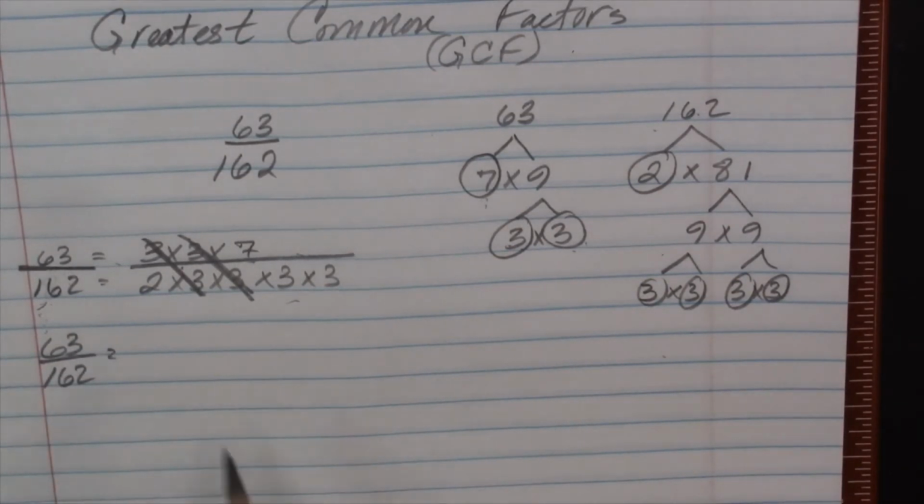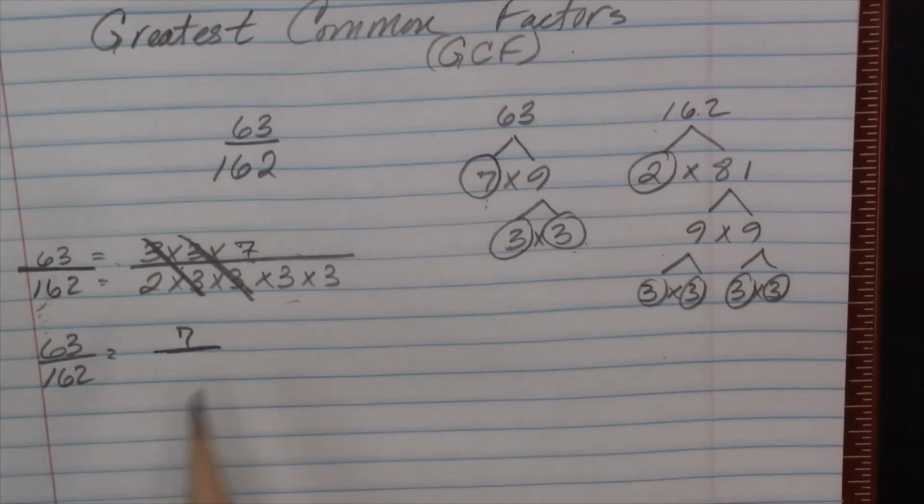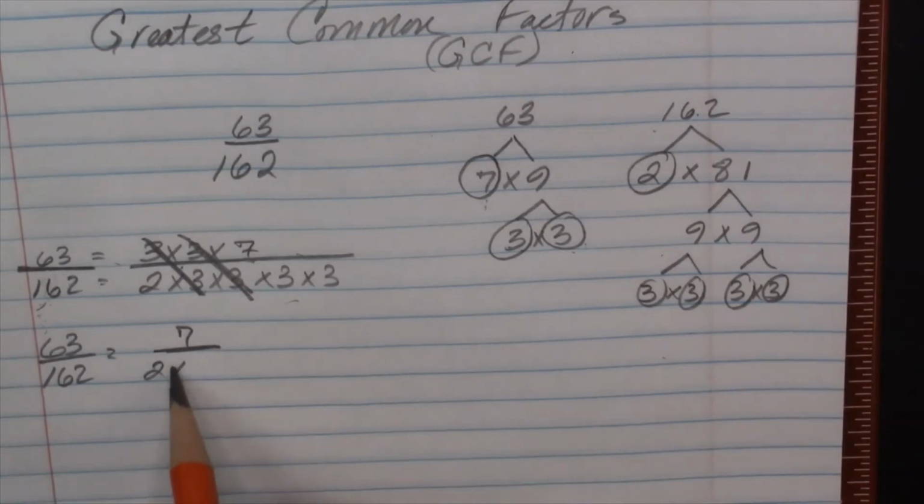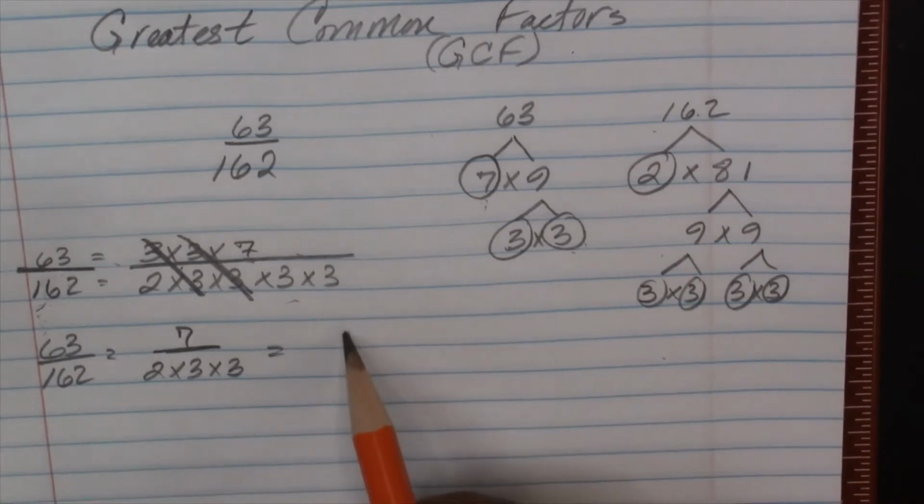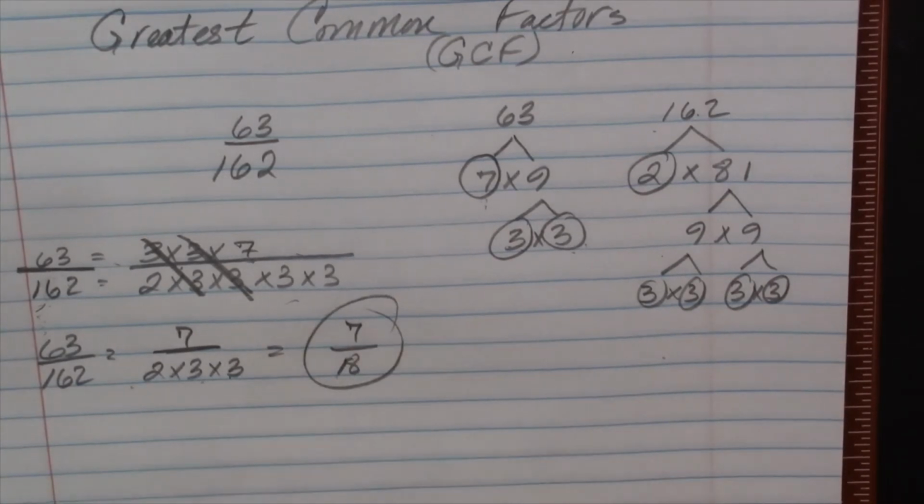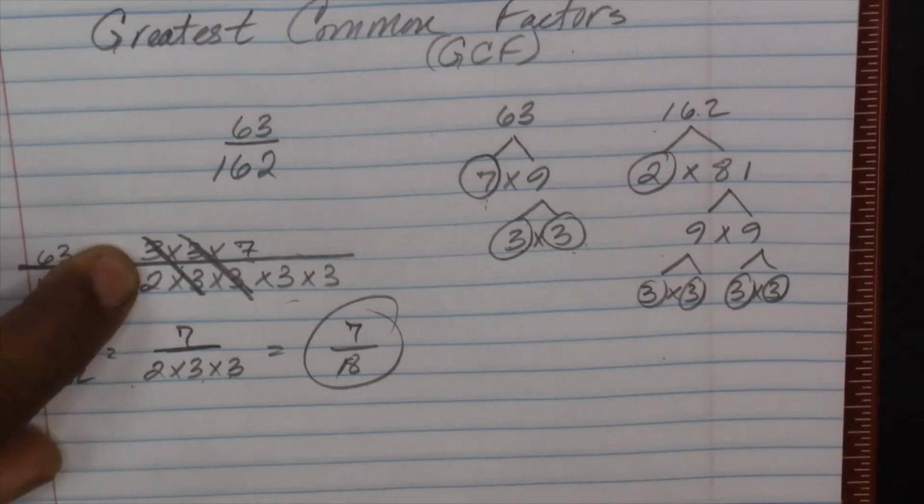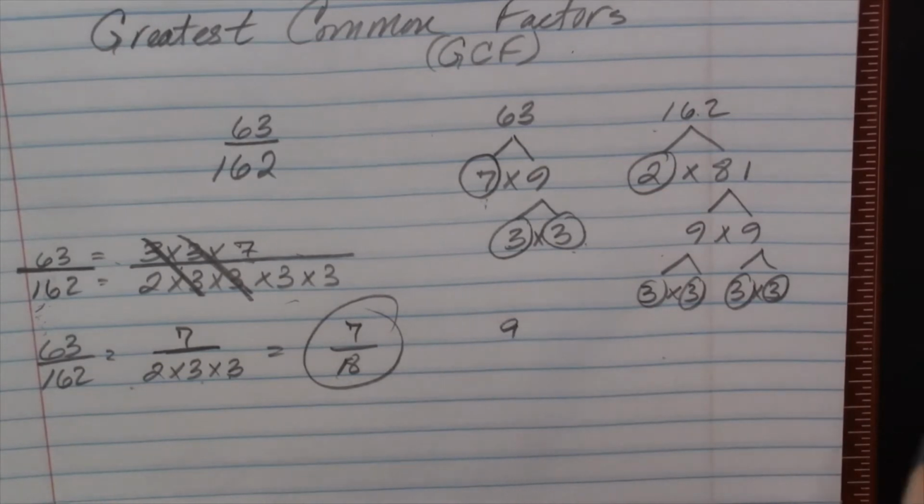And we're left with a 7 and a 1 and a 1. So I'm not going to include those because any number times 1 is itself. And for our denominator, we have a 2 times 3 times 3. And so this simplifies to 7 over 2 times 3 is 6 times 3 is 18. Our greatest common factor is what? Well, let's look at it. 3 times 3 is 9. Our greatest common factor for this case was 9.